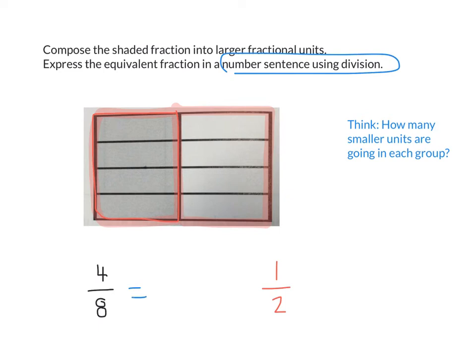So think to yourself, how many smaller units went into one group? Everyone? 4. So what version of 1 are we going to divide by? 4 over 4, and we write it like this. In the numerator, 4 divided by 4 equals 1. And on the bottom, 8 divided by 4 equals 2. And are those true math sentences? Is 4 divided by 4 equal to 1? Does 8 divided by 4 equal 2?